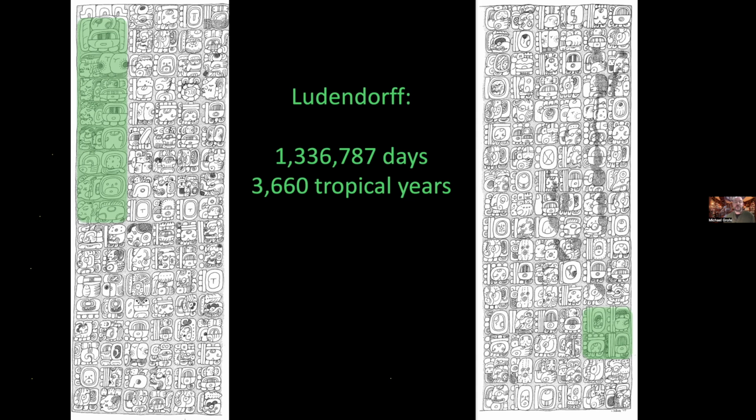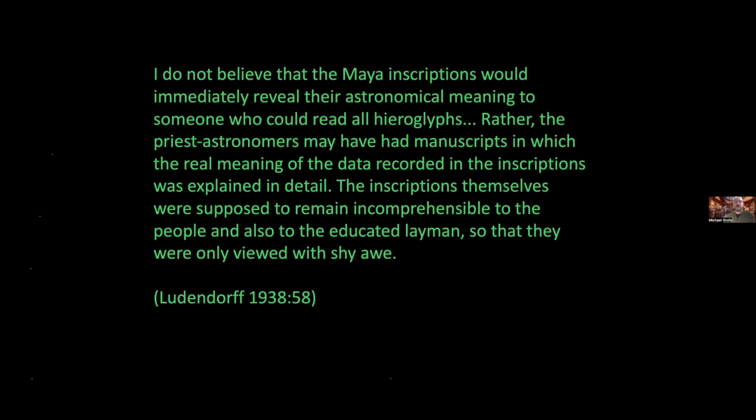I know sometimes it's a problem about who discovered what first, but I really do think we need to give Ludendorff credit here. And I have a quote from him from 1938. "I do not believe that the Maya inscriptions would immediately reveal their astronomical meaning to someone who could read all hieroglyphs. Rather, the priest astronomers may have had manuscripts in which the real meaning of the data recorded in the inscriptions was explained in detail. The inscriptions themselves were supposed to remain incomprehensible to the people and also to the educated layman, so that they were only viewed with shy awe."